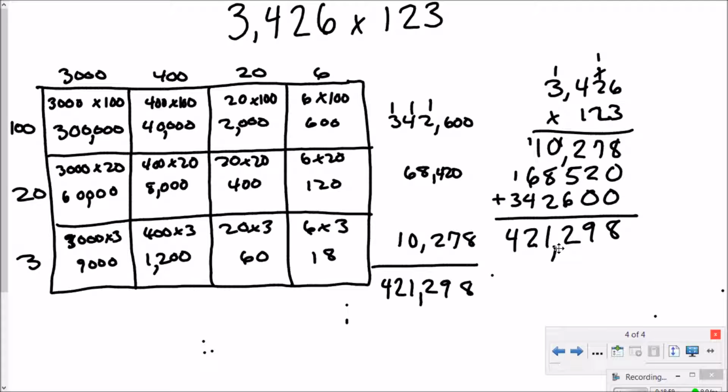So again, the area model allows the students to break the numbers apart into expanded form, and then just multiply the parts of each number by each other. You multiply the 100 in 123 by 3,000, 400, 20, and 6. The same thing with 20, and the same thing with 3. Yes, it does take longer, but until your child becomes fluent, or if you're a child, until you become fluent with multiplication, using the area model may be more beneficial to you.